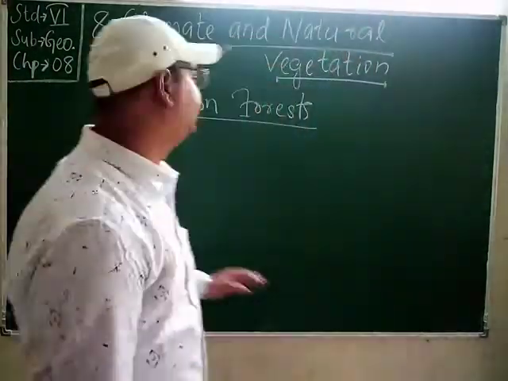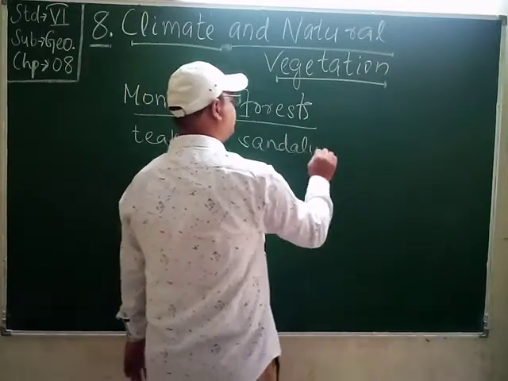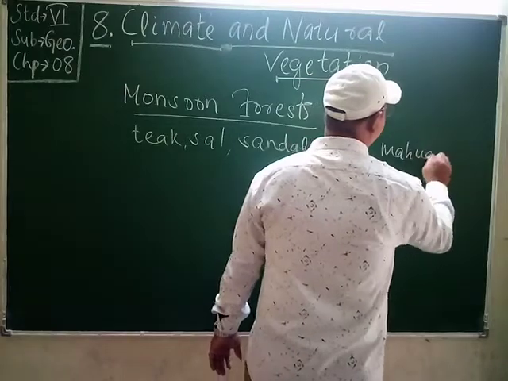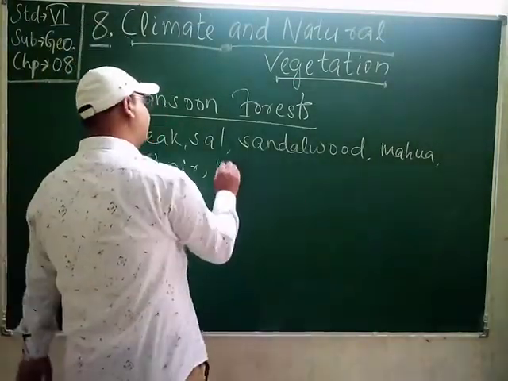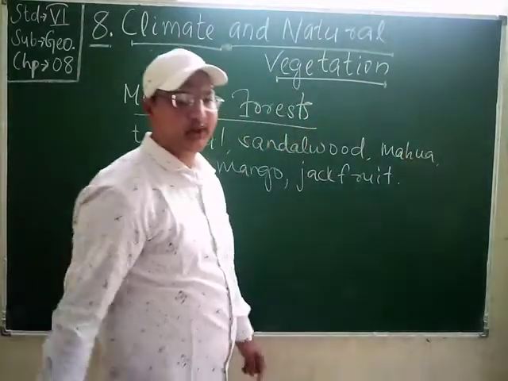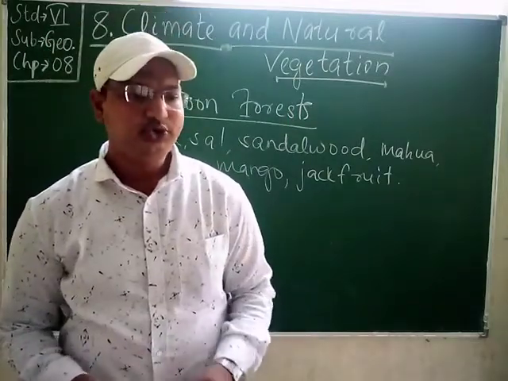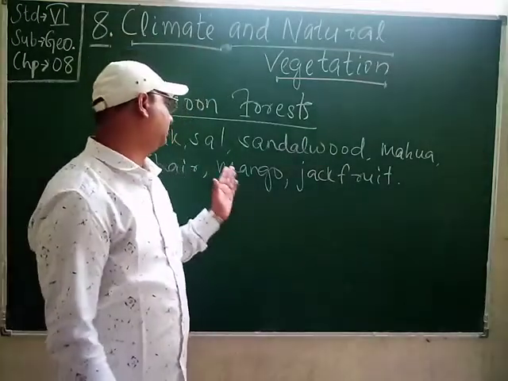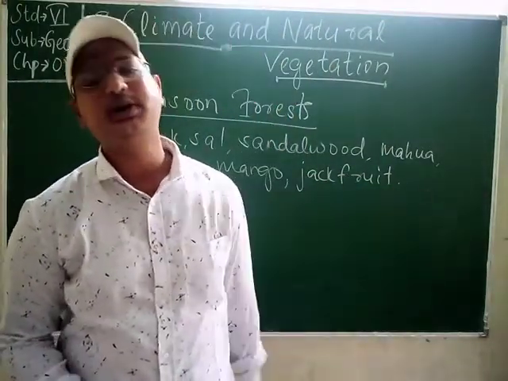The principal trees of this forest are, students, teak, taal, sandalwood, mahua, khair, mango, jackfruit, wattle and bamboo, sisam, arjun and banyan. So these are some of the trees, etc. Students, economically they are more important than evergreen forest because these trees are used for commercial purposes also, and these are fruit trees which are usually eaten by all the population of our country. So these are more important than the evergreen forest.